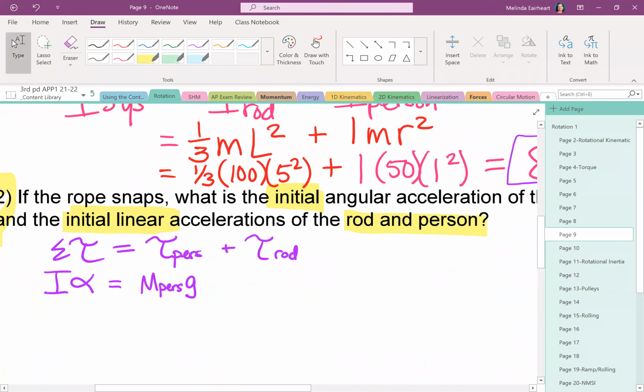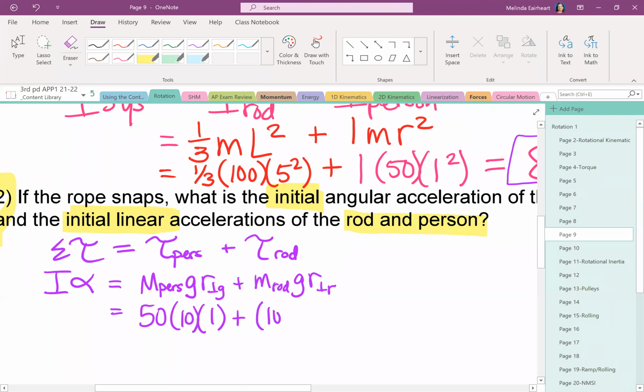Okay, let's plug our numbers in, or the rest of the variables. And its lever arm plus the mass of the rod times gravity, and its lever arm. They told us that the person is 50 kilograms times 10, lever arm was 1. Mass of the rod, they said, is 100 kilograms times gravity, but its lever arm is 2.5. Now I'll do a different color because that's where a lot of students will make the mistake.